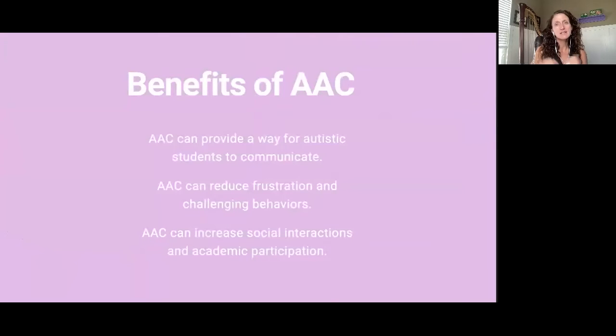The benefits of AAC are very vast. It can provide a way for autistic students to communicate, which is amazing. It can reduce frustration and challenging behaviors, which we don't want any of our students to ever feel, but we know that they do. It can also increase social interactions and academic participation.